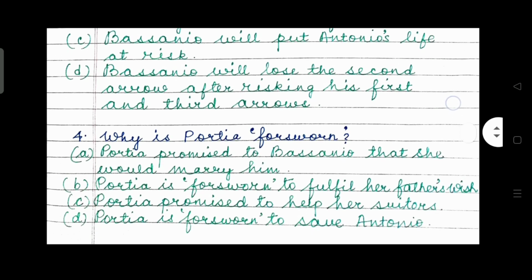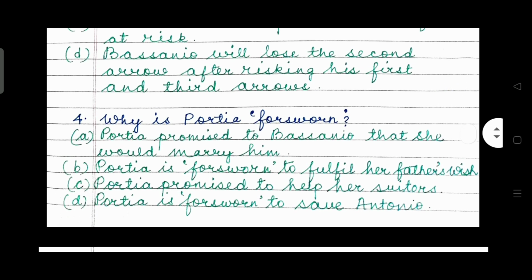Next, question 4. Why is Portia forsworn? What is the meaning of the word forsworn? Portia promised to Bassanio that she would marry him. Portia is forsworn to fulfill her father's wish. Portia promised to help her suitors. Portia is forsworn to save Antonio. What is the right answer? Option B. Portia is forsworn to fulfill her father's wish.